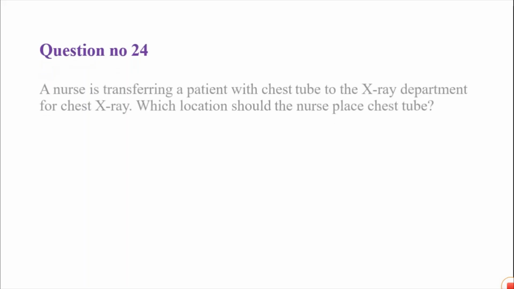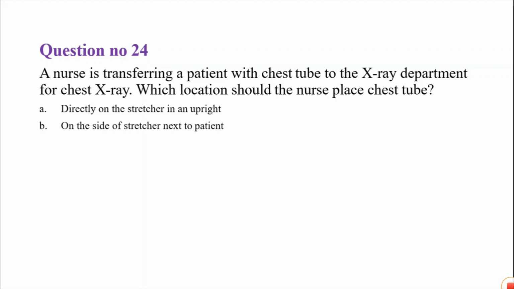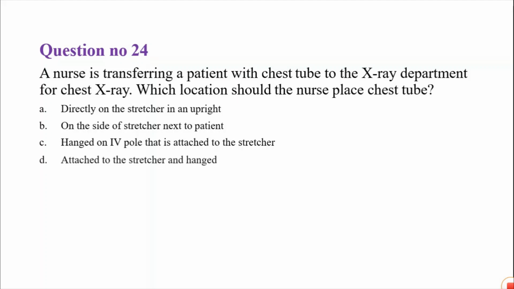Question number 24. A nurse is transferring a patient with chest tube to the X-ray department for chest X-ray. Which location should the nurse place chest tube? The options are: number A, directly on the stretcher in an upright. Number B, on the side of stretcher next to patient. Number C, hang it on IV pole that is attached to the stretcher. Number D, attach it to the stretcher and hang it.